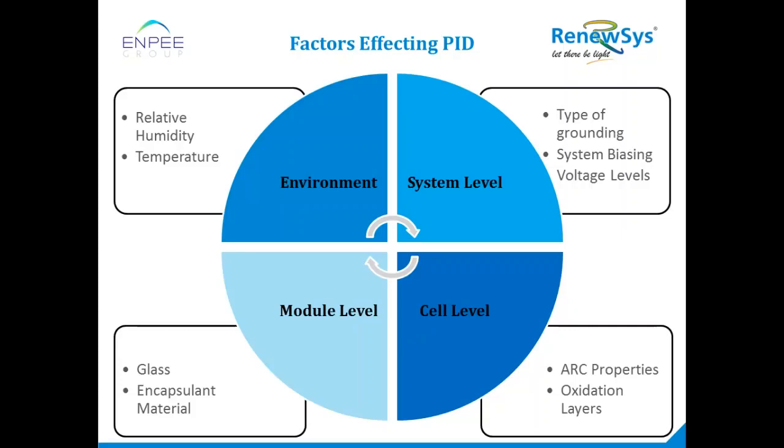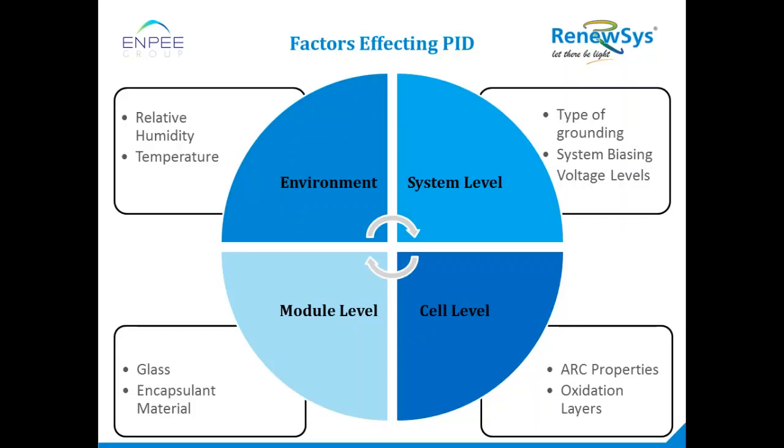Now coming to the glass in a solar module. The lesser the sodium content in the glass, the better it is, because sodium ions are the major ones which start migrating from the solar glass towards the solar cell, resulting in the degradation of the performance of the solar modules due to PID.